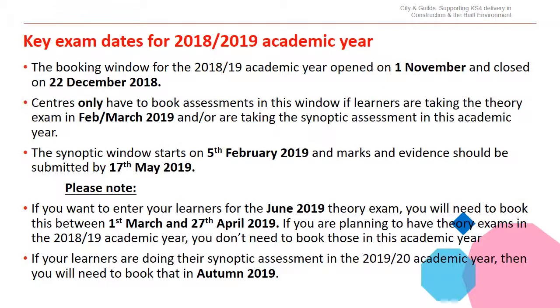Obviously, if you have a 2-year programme, then you'll be looking at the dates that will be published for next year's windows. So please note, if you want to enter your learners for the 2019 theory exam, you will need to book this between the 1st of March and the 27th of April 2019 if you're planning to have theory exams in this 2018-19 academic year. If your learners are doing the synoptic in the 2019-2020 academic year, then you will need to book that in autumn 2019. There is a document available on the website that provides all of these key dates.